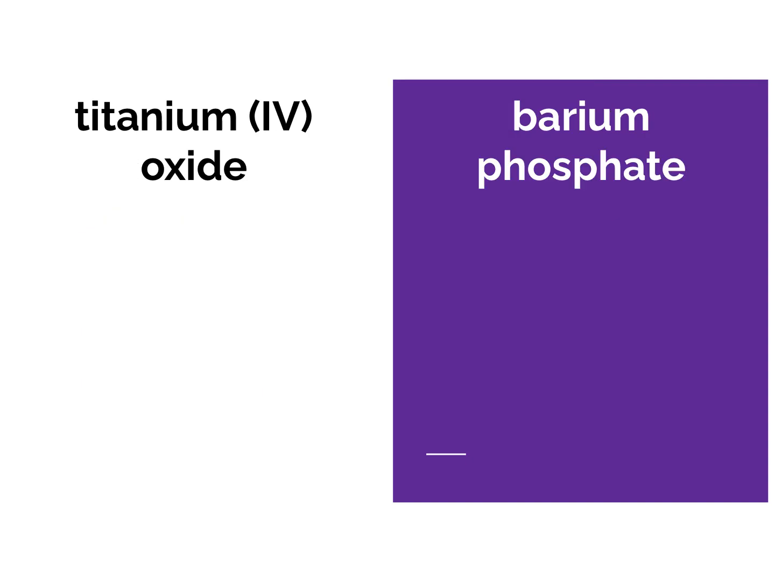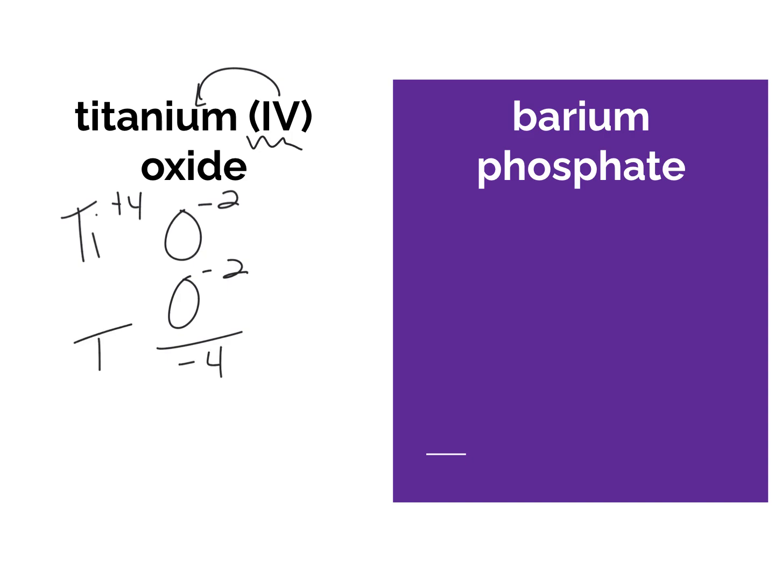We've got 2 more sets of practice problems. So this next one is titanium 4 oxide. So titanium is Ti. This is the charge on titanium because it is not an alkali, alkaline earth, or aluminum, zinc, or silver. This is 4. Oxygen's a -2. We're going to go ahead and add another oxygen to balance out our charges, and we get TiO2.